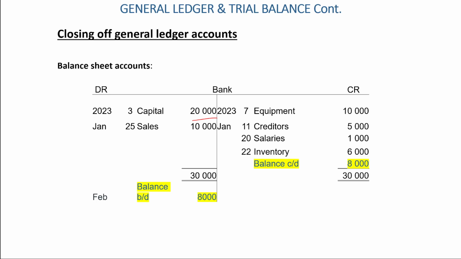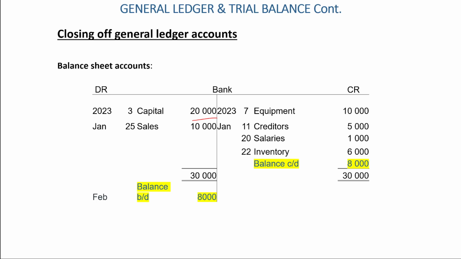So the bank account decreases on the credit side because it's an asset. So this is the balance sheet account. So it is decreasing. We did all of these transactions before the year end. At the end of the year, we then do the balancing. So on the 20th, he paid salaries of 1,000. On the 22nd, he bought inventory worth 6,000. And then after that, on the 25th, he made sales of 30,000. So these are all the transactions that occurred in January.